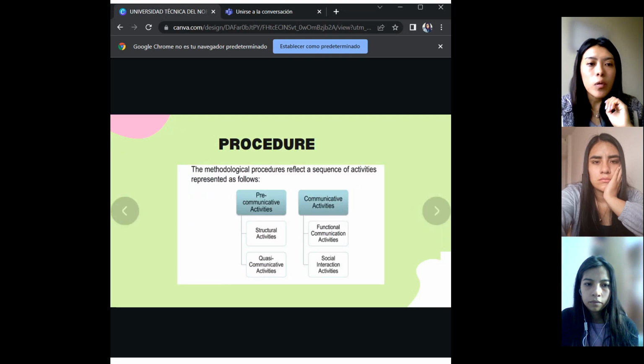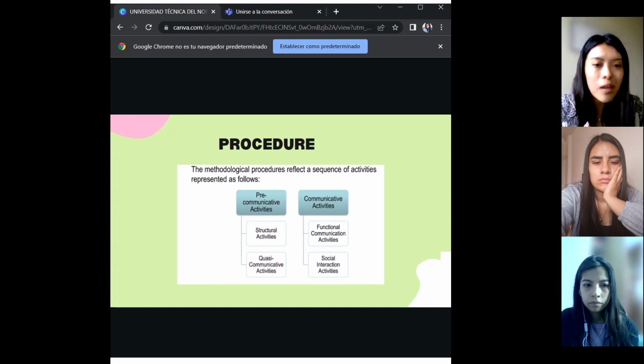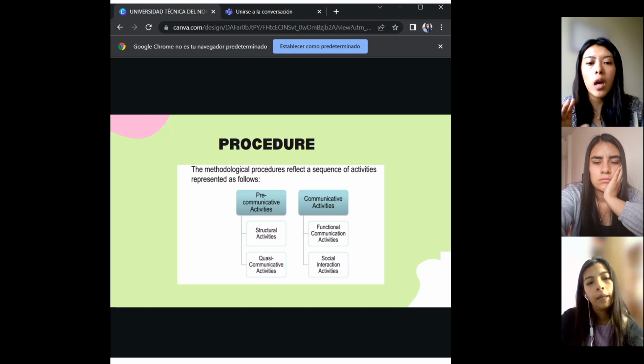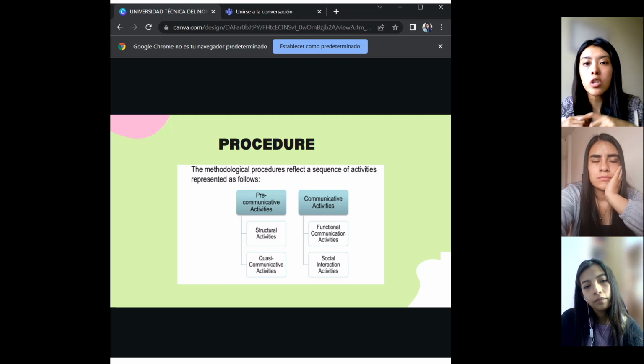And procedure. The methodological procedure reflects a sequence of activities represented as follows. Pre-communicative activities: here we have structural activities and quasi-communicative activities. And the second is communicative activities: here we have functional communication activities and social interaction activities.